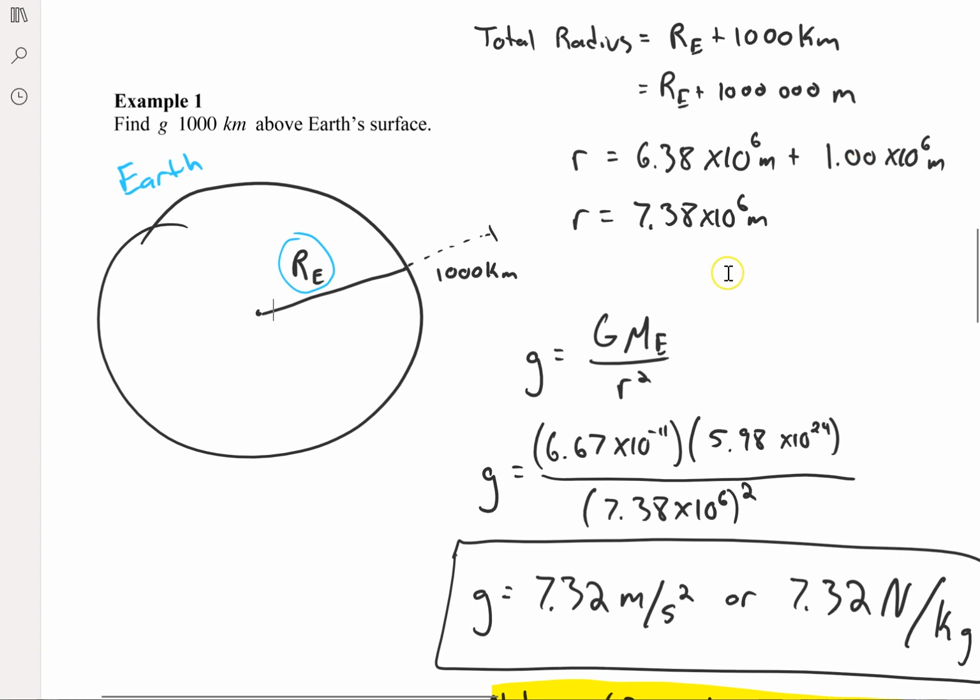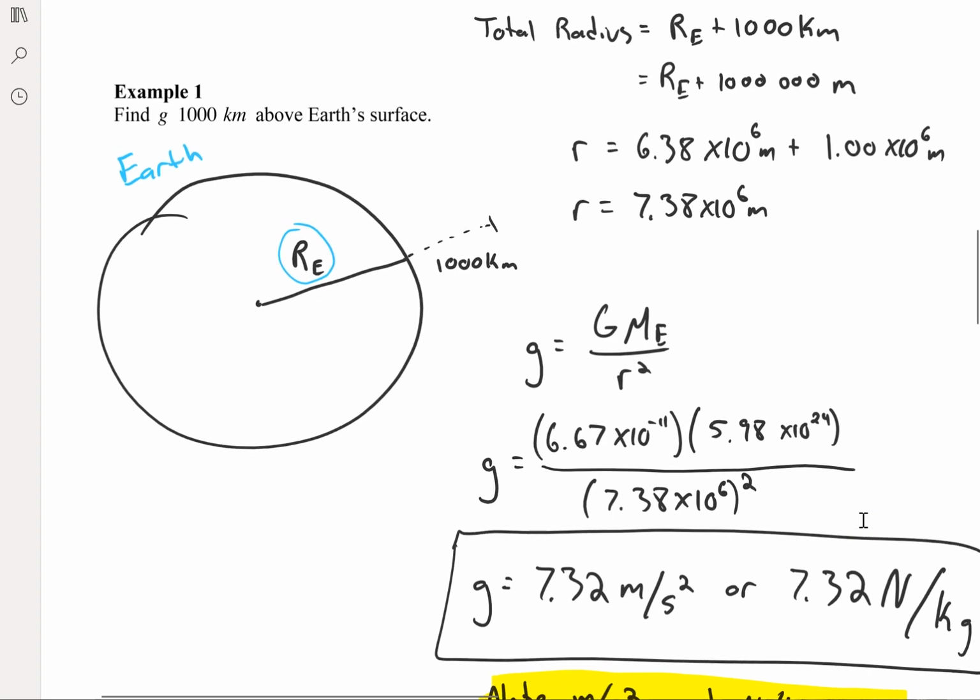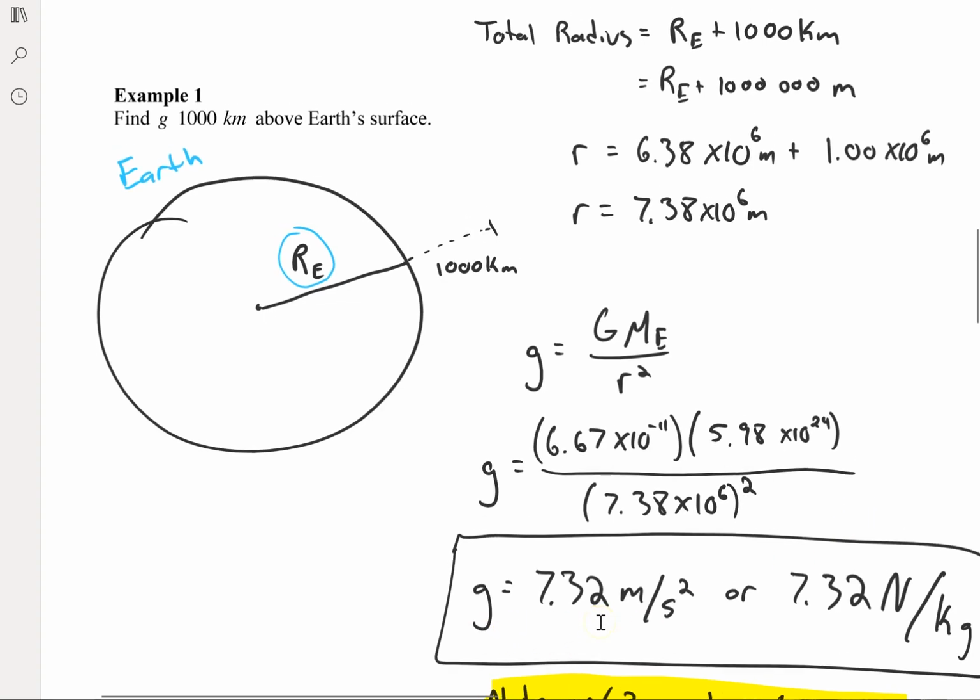So I added those together. This is my new total radius here, so that's the radius I'm going to use in my equation. Then to find g, I used that equation earlier in the lesson, which was the gravitational constant times the mass of the Earth divided by my radius squared. And I sub everything in. I dropped the units here when I was doing this. Again, I got the mass of my Earth from my data sheet. I multiply it all together, and I get 7.32 meters per second squared.